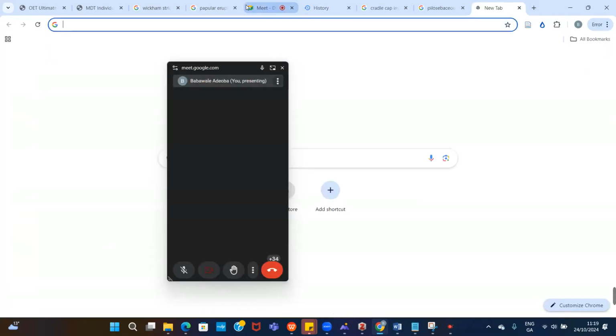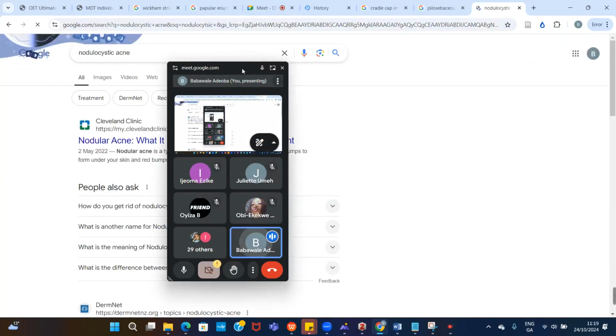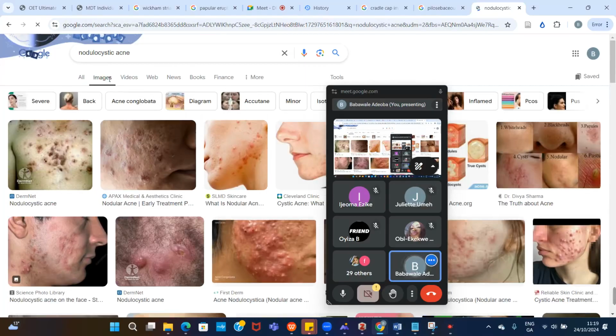Cystic acne. Let's just go online. I'm so sorry I don't have an image. I thought all these things were here. So, nodulocystic acne. I'm just trying to describe the extent to which the lesion can occur. We need to understand that. It's very, very important.